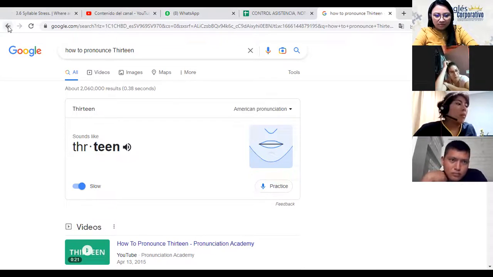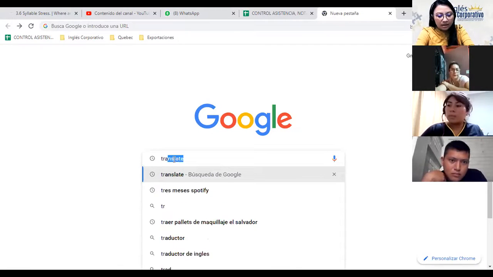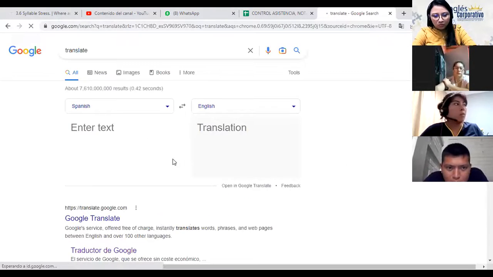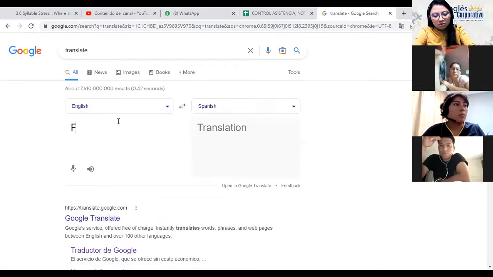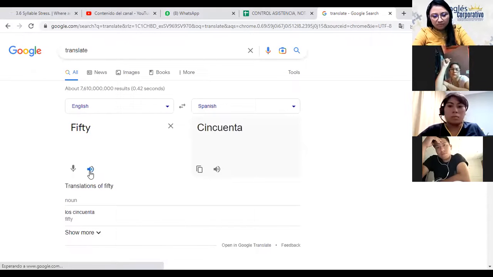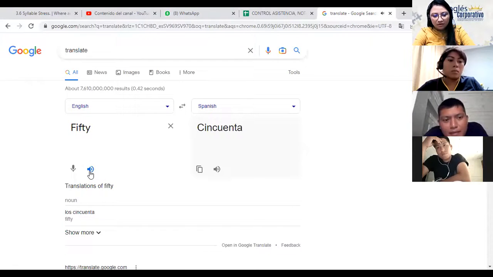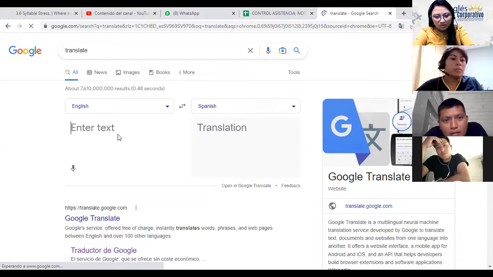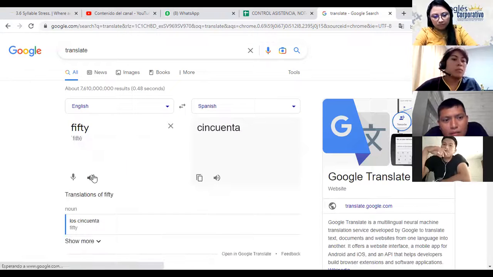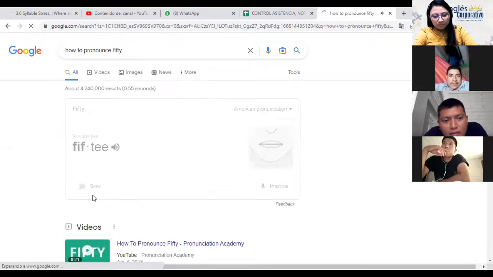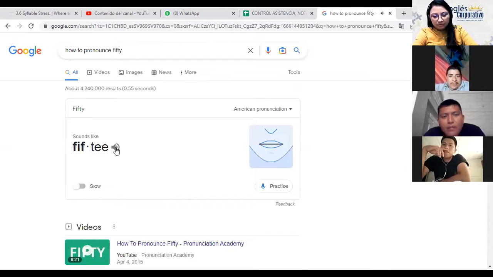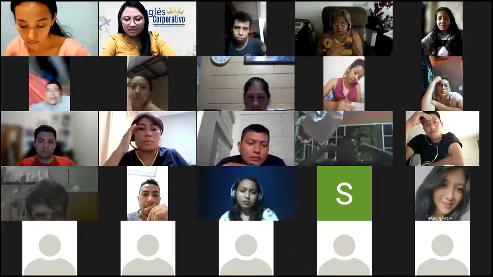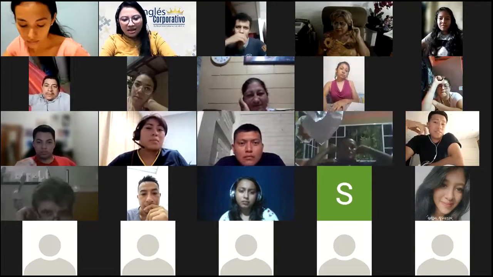¿Cómo hice? Puse acá, traductores, translate. Traductor, no sé cómo se pronuncia 50, teacher. Hago lo mismo, ¿bien? 50. Ahí podemos hacer. Pero eso sí, solo la primera vez les aparece la opción de cómo se pronuncia. 50. Más espacio. 50. Playback. Ahí estamos. En el televisor.